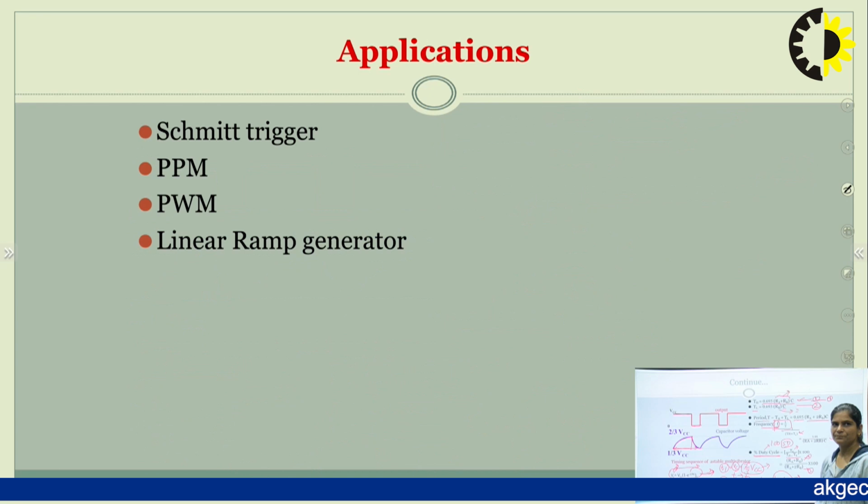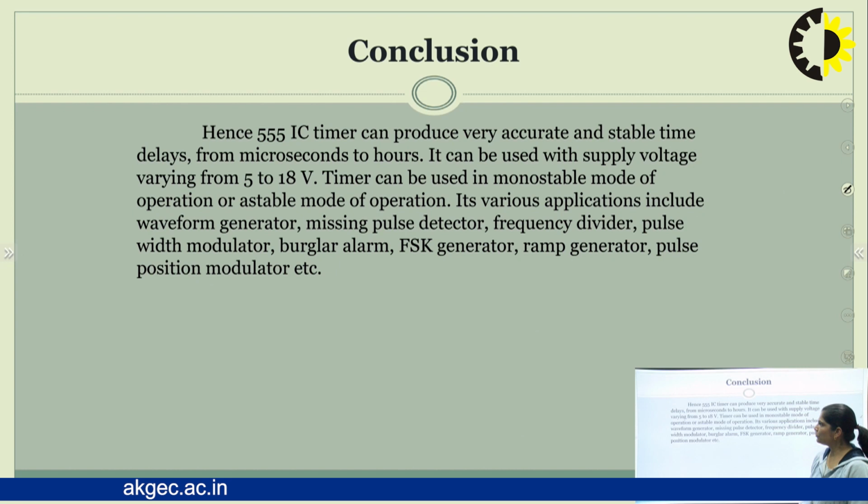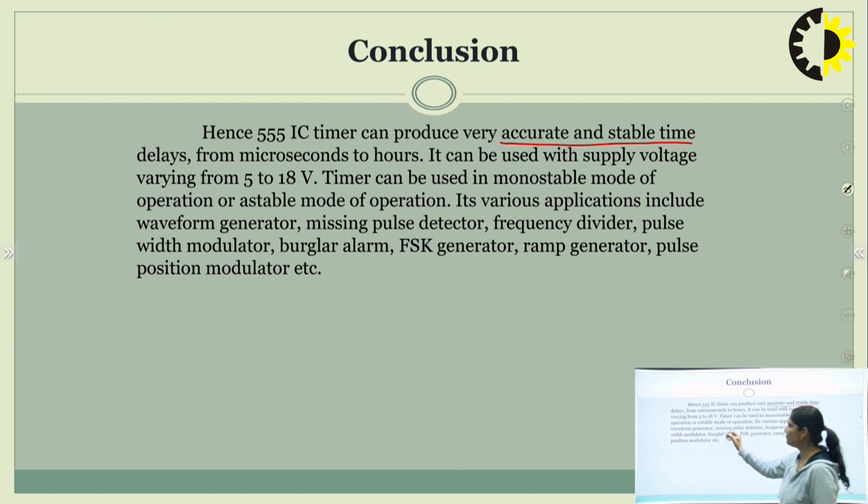Now, these are the applications of this 555 timer IC. You can use it in Schmitt trigger, pulse position modulation, pulse width modulation, linear ramp generator. So, these are the applications. Now, the conclusion of this 555 timer IC: it can produce very accurate and stable time delays from microseconds to hours. It can also be used with a supply voltage varying from 5 to 15 volts. The timer can be used in astable or monostable mode of operation. It has various applications including wave generator, missing pulse detector, frequency divider, pulse width modulator, burglar alarm, FSK generator, ramp generator, pulse position modulator, etc.